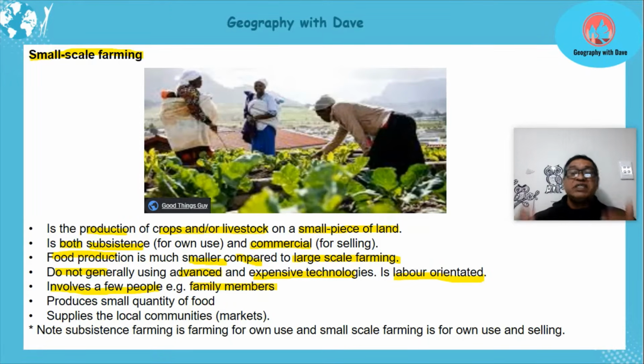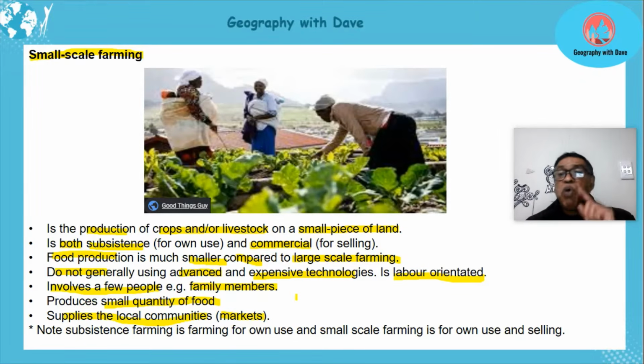The person doing it says, "Hey, you know what? I am making some money here. And I want to plant a bit more. So maybe I'll call in my neighbors to come in and assist me." So even the neighbors could come in and work. At least they get some money from it also. So we know that it produces a small quantity of food. Doesn't mean quality, all right? And it supplies the local community, or the local market in the area.